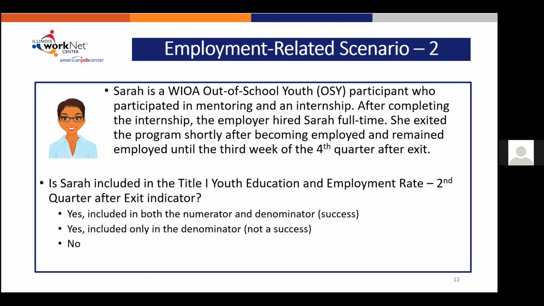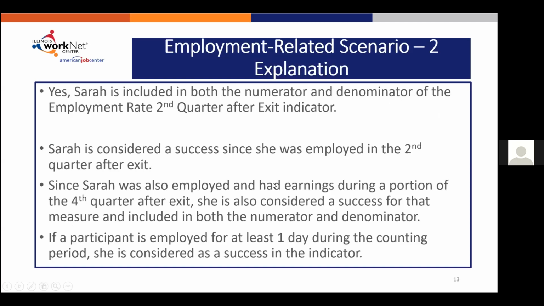So the answer is, for those of you who said yes, that is correct. She is included in the numerator and denominator of the employment rate second quarter after exit. As we move on, any WIOA participant is going to be included in the employment rate second and fourth quarter after exits. She's considered a success since we shouldn't assume she was employed in her second quarter after exit.